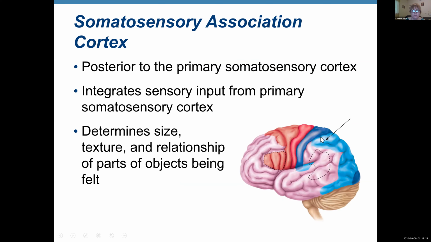Okay, so now we're moving posteriorly to the somatosensory association cortex. It's posterior to the primary somatosensory cortex, this blue one, and it integrates sensory input from the primary somatosensory cortex.